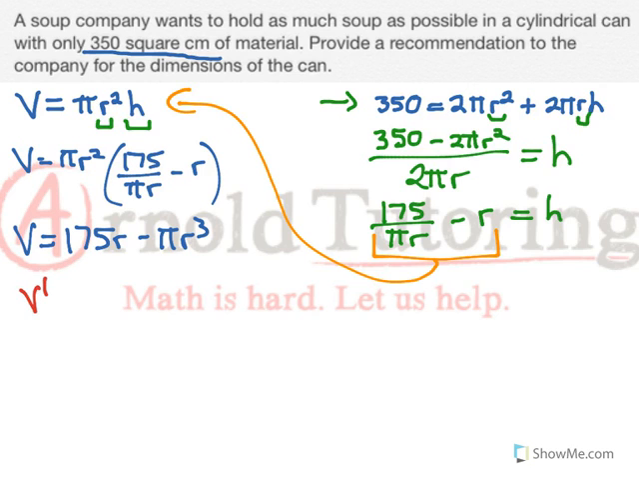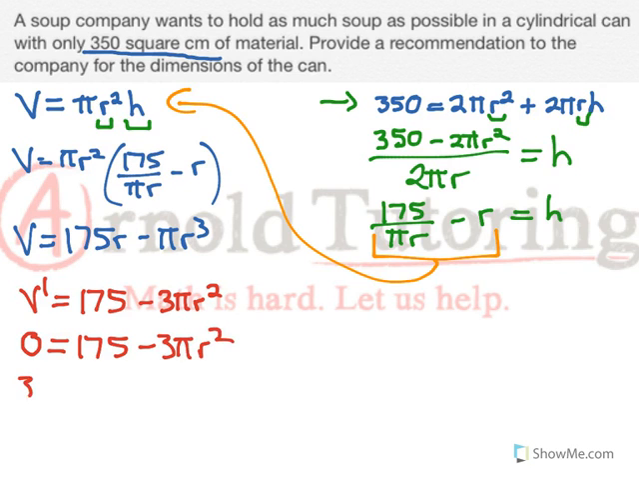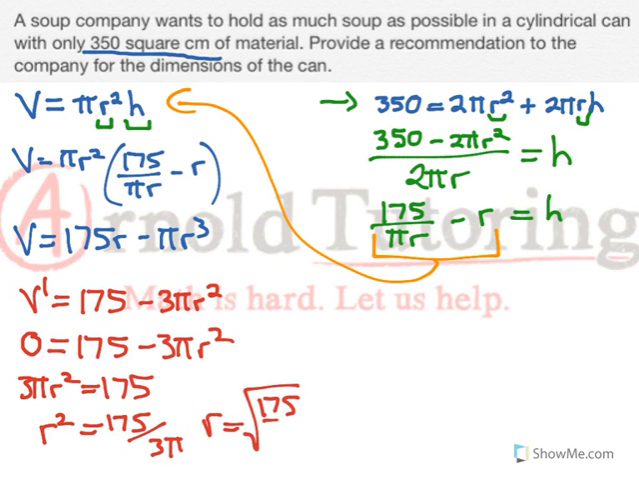So let's find the first derivative, so v prime equals 175 minus 3 pi r squared, because the 3 came down and it becomes r squared. Pi is just a constant, so that comes along. Let's set that to 0. 175 minus 3 pi r squared. Add the 3 pi r squared to the other side. So r squared equals 175 over 3 pi. So r equals the square root of 175 over 3 pi, which is about 4.31 centimeters.